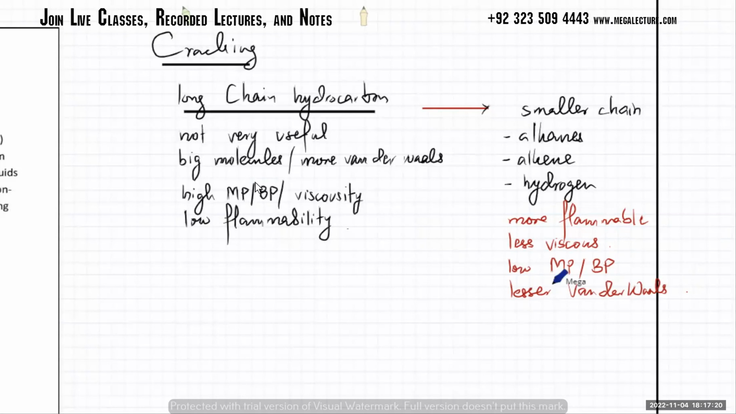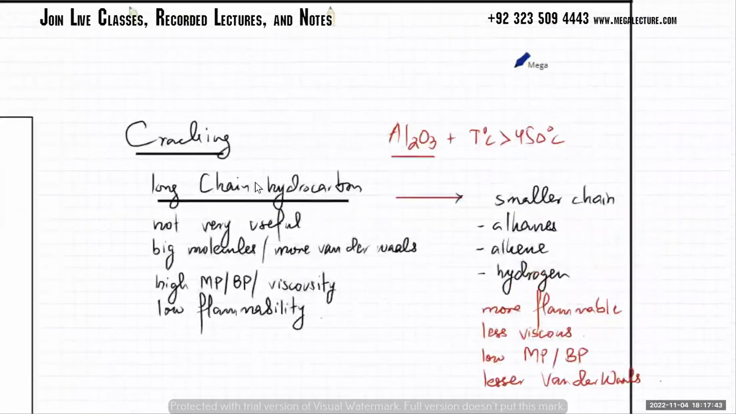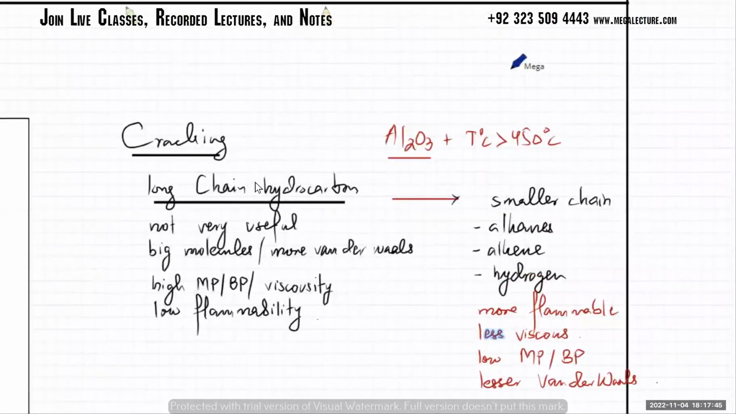How do you do that? Cracking is done by adding a catalyst, which is Al2O3, plus temperatures must be around or greater than 450. This Al2O3 is obtained from different rocks, which have Al2O3 in them. Al2O3 is like a natural component of the Earth's crust. If you pick up soil, it's going to have Al2O3 in it.